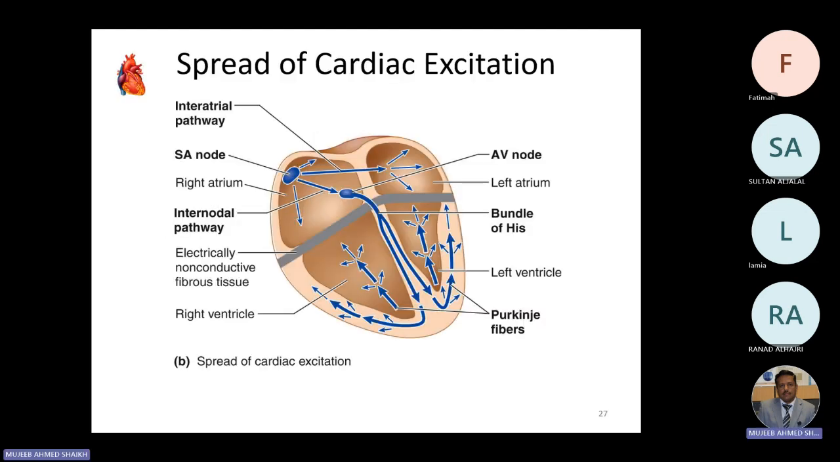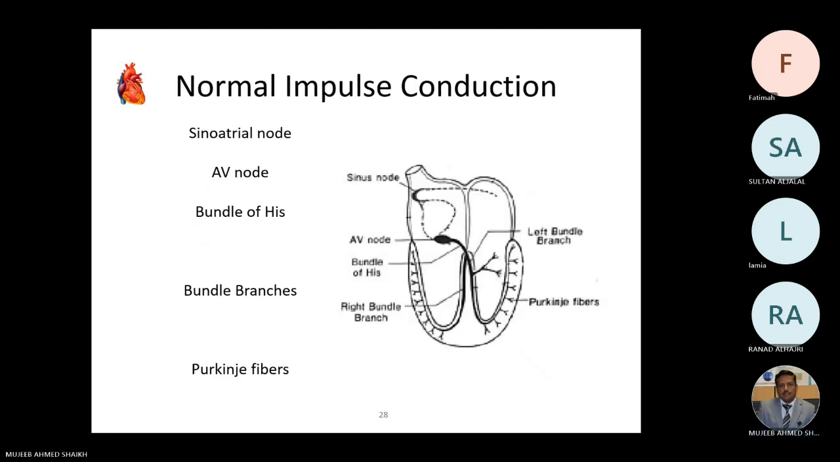This diagram shows how the conduction occurs. From the SA node to the AV node, to the bundle of His, from the bundle of His to the bundle branches, and from the bundle branches to the Purkinje fibers. The only thing to remember here is that the SA node is the pacemaker of the heart because it generates a large number of action potentials within a short period, within 1 minute. Whereas after the AV node, the impulse will pass to the bundle branches. There is a delay.